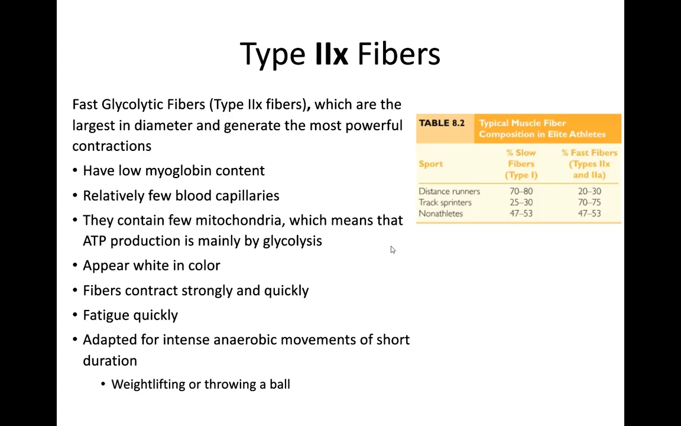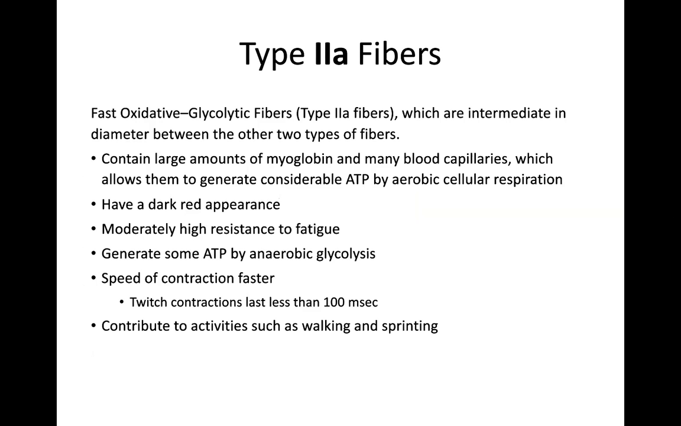Okay, for most people, what we describe as non-athletes, it's a pretty standard 50-50 split, roughly. Okay, where about half of their muscle fibers are going to be type 1, and then about half are going to be the 2A and 2Xs. Okay, but if you're a distance runner, you're going to have a lot of type 1s, not so many of the type 2s. Track sprinters are going to have very few type 1s and a lot more of the type 2s.